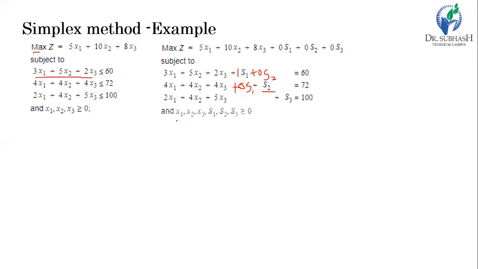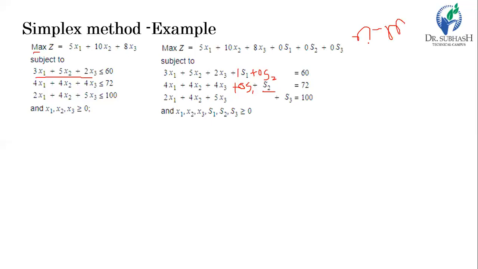And lastly, we must not forget that x1, x2, x3, s1, s2, s3 must be greater than or equal to 0, or simply the non-negativity constraint. So this is the standard form. We have completed the second step, which is the conversion of the LPP into standard form. Now we will go for the initial basic feasible solution. For getting the initial basic feasible solution, we have to consider the number of variables equal to n minus m equal to 0.